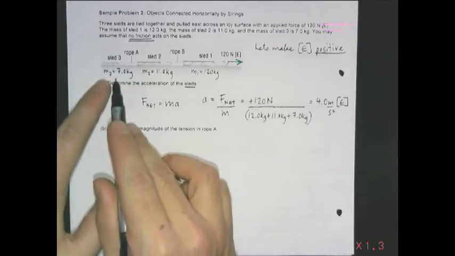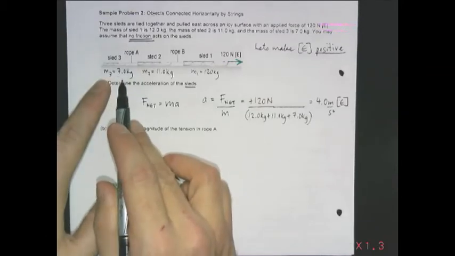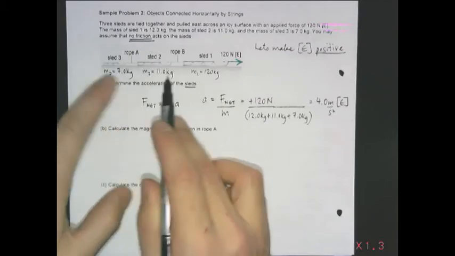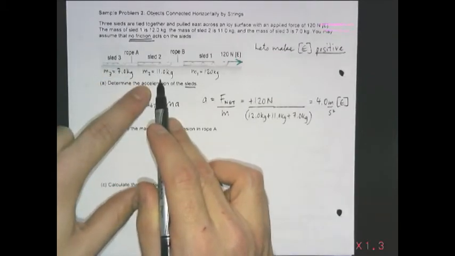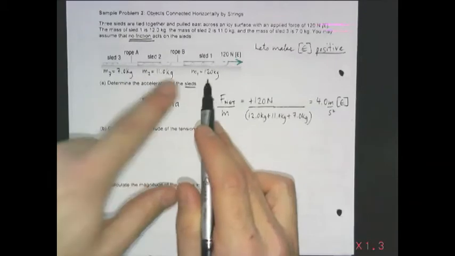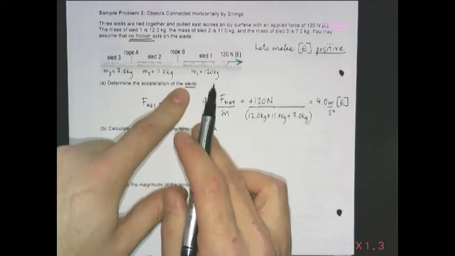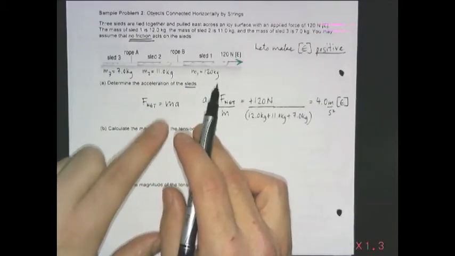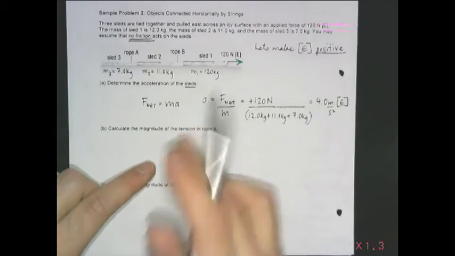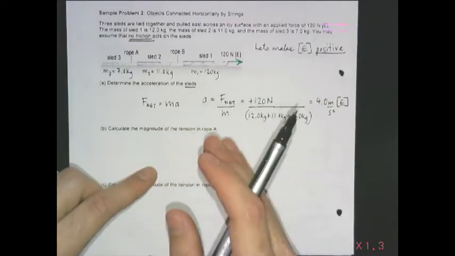So this little sled, what's its acceleration going to be? 4.0 meters per second squared east. This middle sled, 4.0 meters per second squared east. And the big sled, 4.0 meters per second squared east. Since they are all attached by strings, they're all going to accelerate at the same rate.